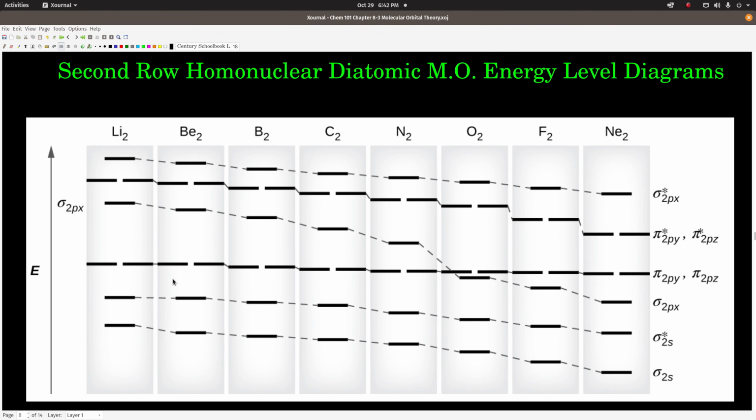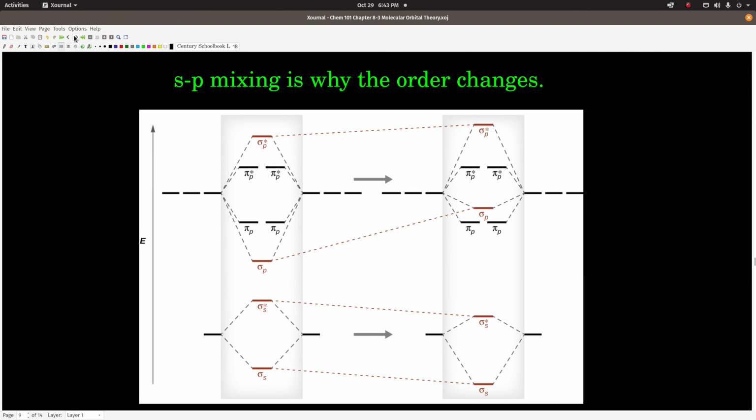Notice that the difference between the sigma 2s and the pi 2p's gets bigger as we go from lithium over to neon. That's going to be important here in just a second. So sp mixing. This is an explanation, guys, of why we get that flip between the sigma 2p and the pi 2p molecular orbitals.